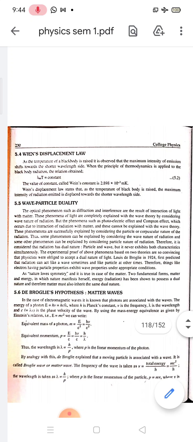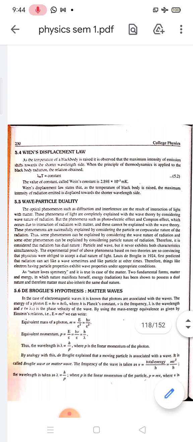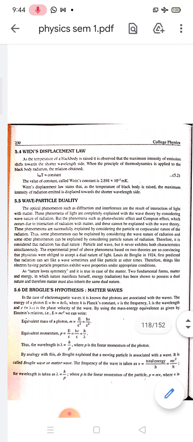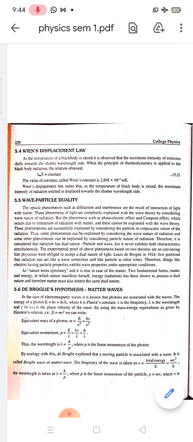But phenomena such as the photoelectric effect and the Compton effect, which occur due to the interaction of radiation with matter, cannot be explained with the wave theory. These phenomena can be explained by considering the particle or corpuscular nature of the radiation.